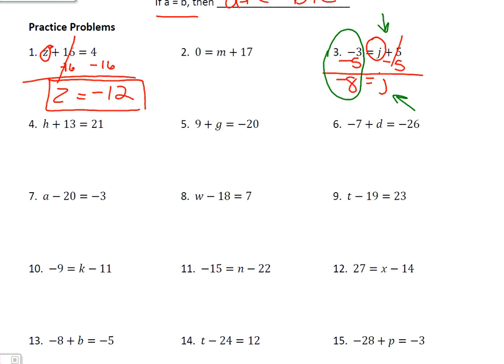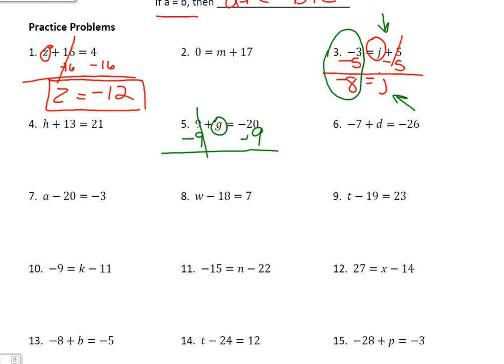Okay? Let's try number 5. So for here we have G. What they did to G was they added a positive 9. The opposite of positive 9 is negative 9. And if I subtract 9 from the left side, I'm going to subtract it from the right side.